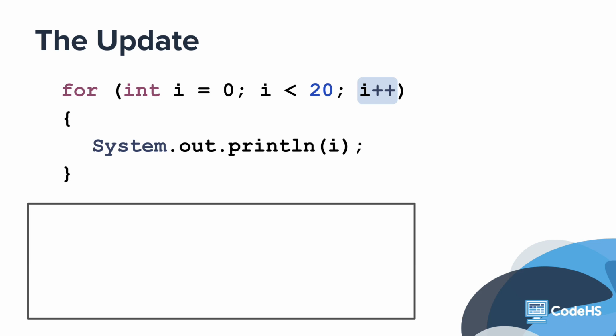And finally, the update can also be customized. Let's change this example so that i increases by 5 after every iteration of the loop. Take a moment and predict the output when this program runs.